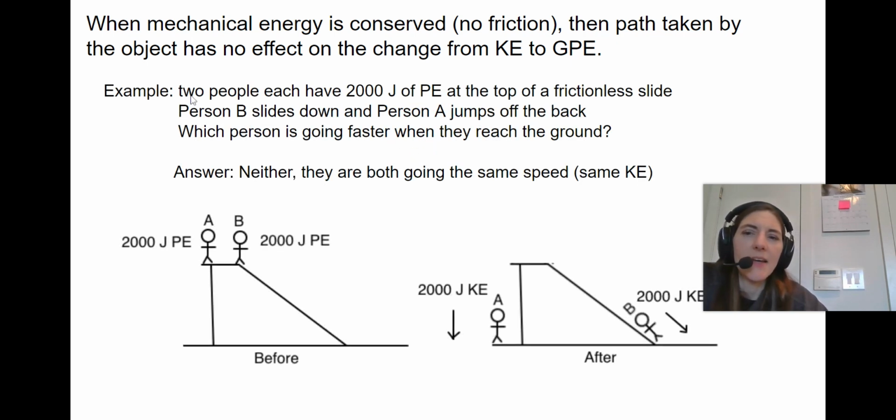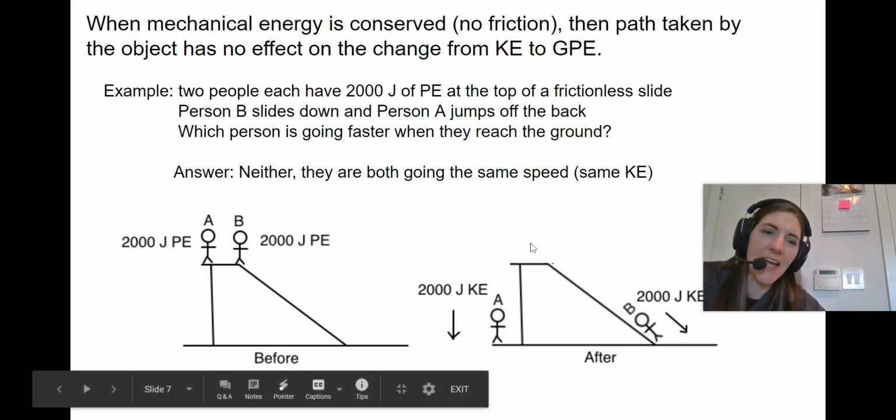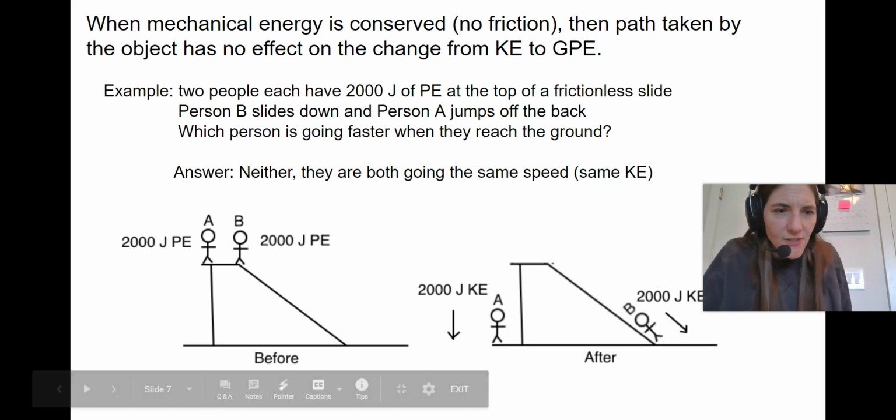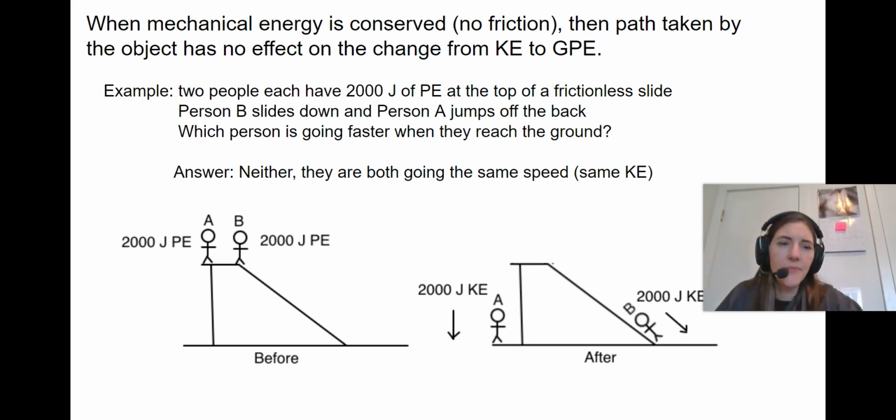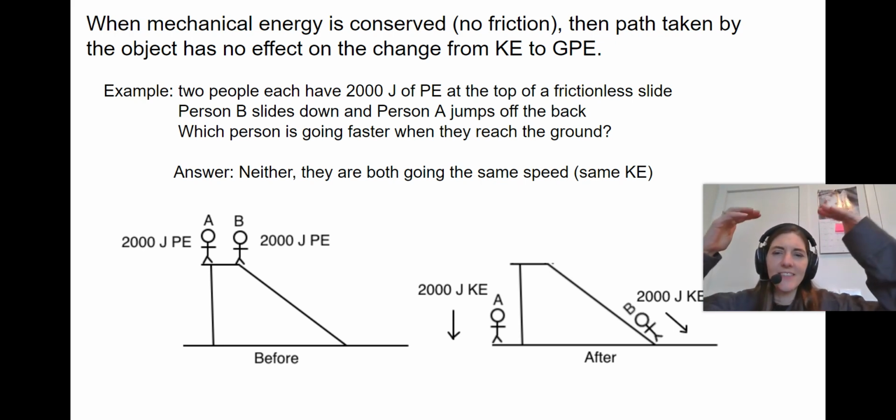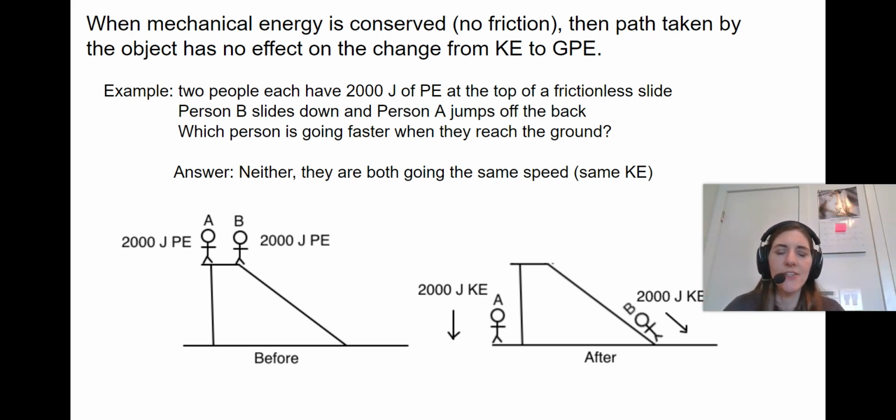Two people each have 2,000 joules of potential energy at the top of what we call a frictionless slide. So there's no outside forces. Person B slides down the slide, while person A jumps off the back. Obviously, person A, you think they're going to be going faster, right? Well, no, they're going to be going the same speed, because 2,000 joules of potential energy was all converted to 2,000 joules of kinetic energy. Kinetic energy is 1 half mv squared. Each individual is going to be going at the same speed.